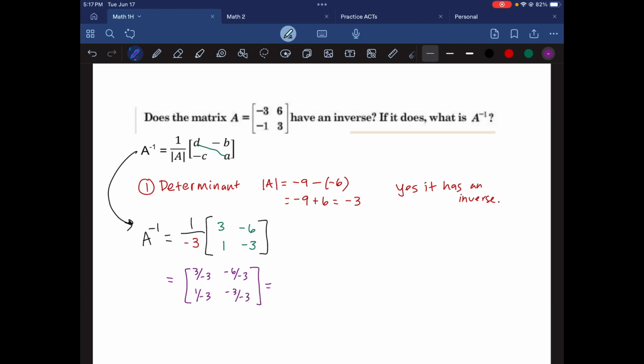Okay? And then you've got 3 divided by 3 is 1, but there's a negative sign, so this will be -1. -6 divided by -3 is +2. 1 divided by -3 is just -1/3, and -3 divided by -3 is +1, okay? So here is your final answer right there. Boom. That is your inverse matrix, okay? So let's go ahead and try another example of that.